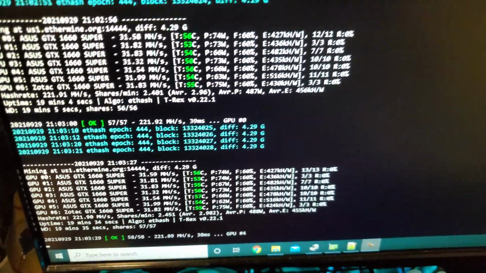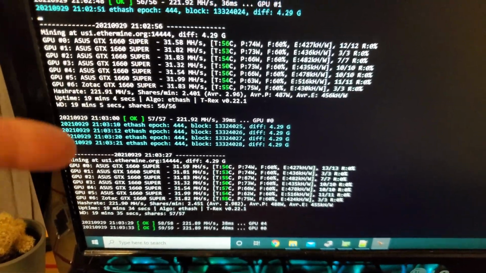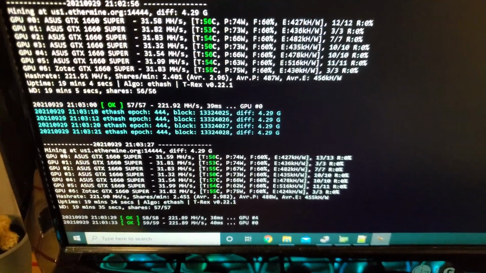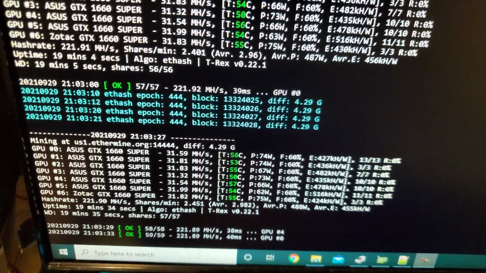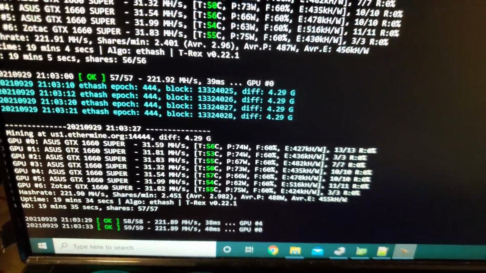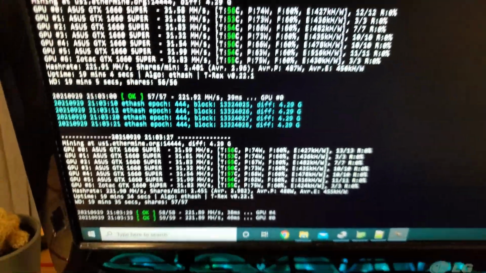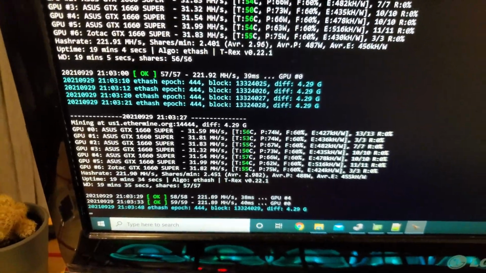I modified the batch file to import basically the overclock settings that I knew worked for this card that I had running on my other computer. And here we go, we're up to 221 megahash, or 222 pretty much. You can see it's been 20 minutes and it's been running stable, no issues. On this card, I'm actually getting a higher megahash than I was on my computer by about half a megahash. So that's really not bad.